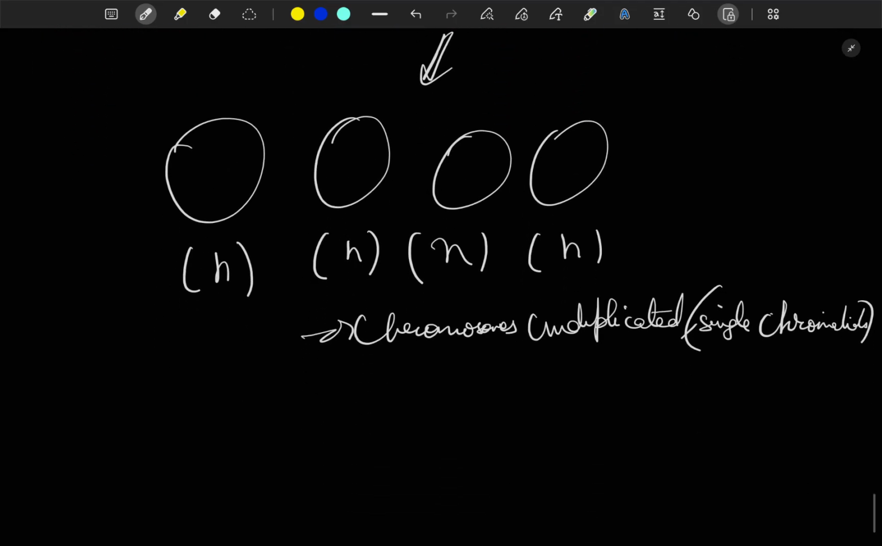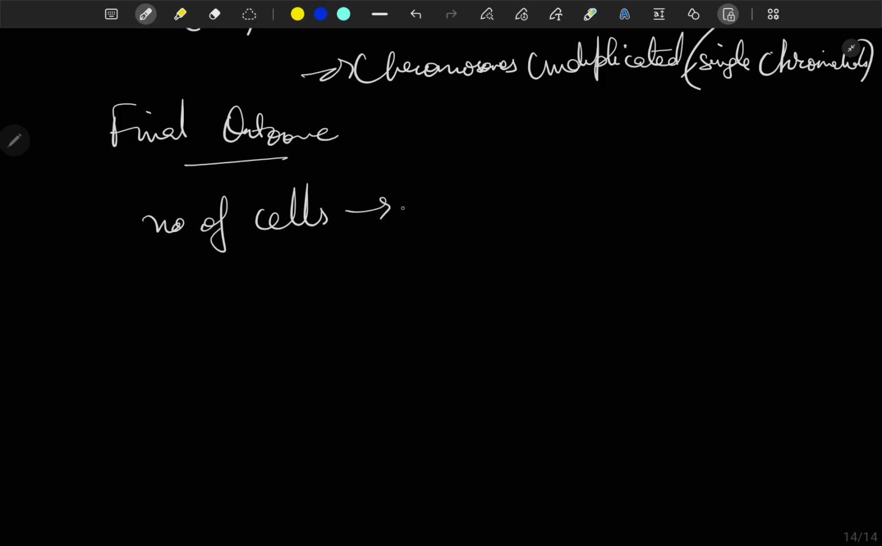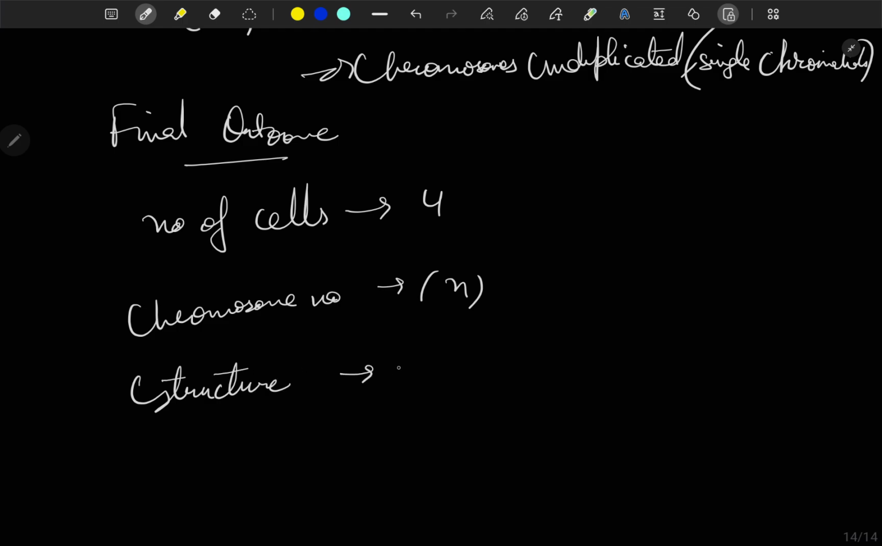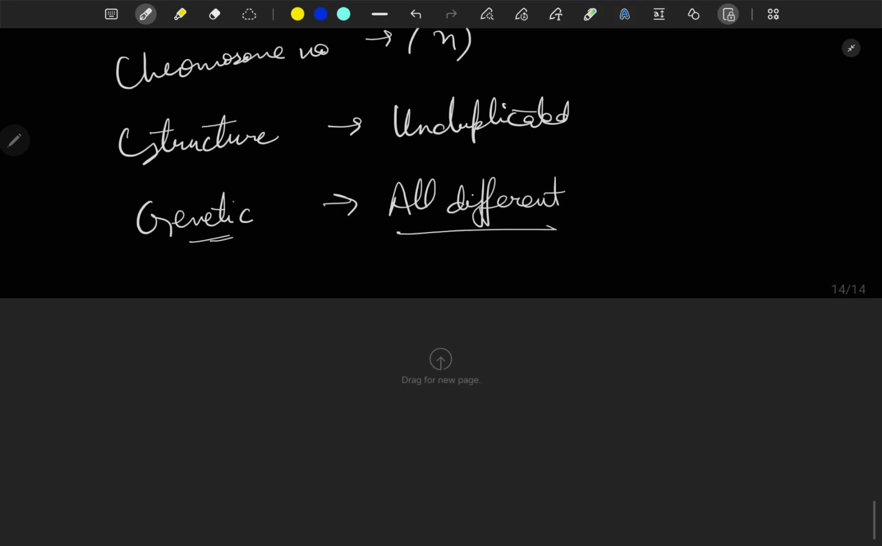Now let's talk about the final outcome. Number of cells: 4. Chromosome number: still haploid. Structure of chromosomes: unduplicated. Genetic makeup: all different, not the same as the parent. That's it. Meiosis is over.